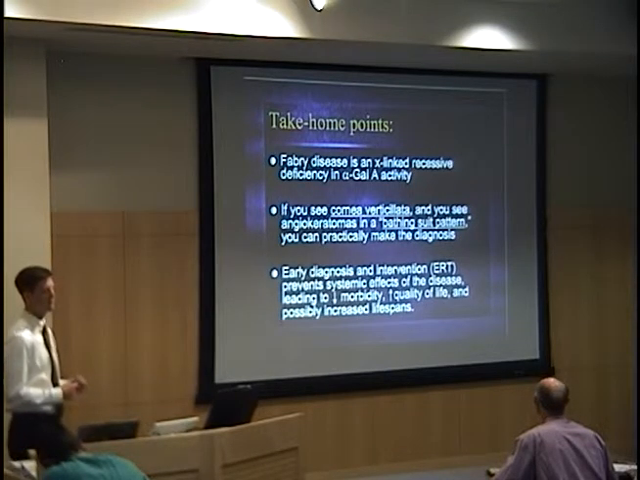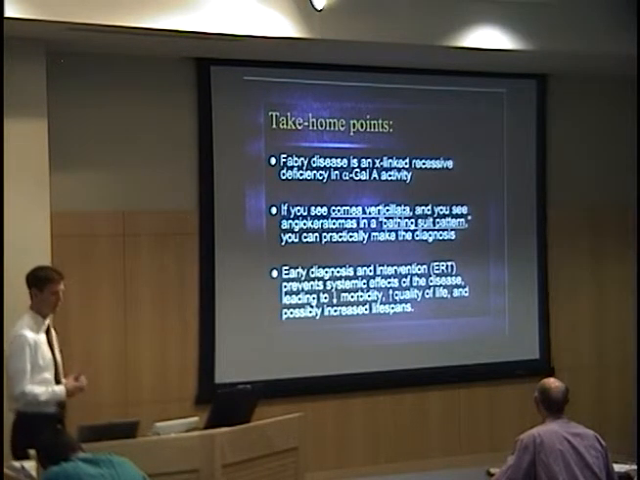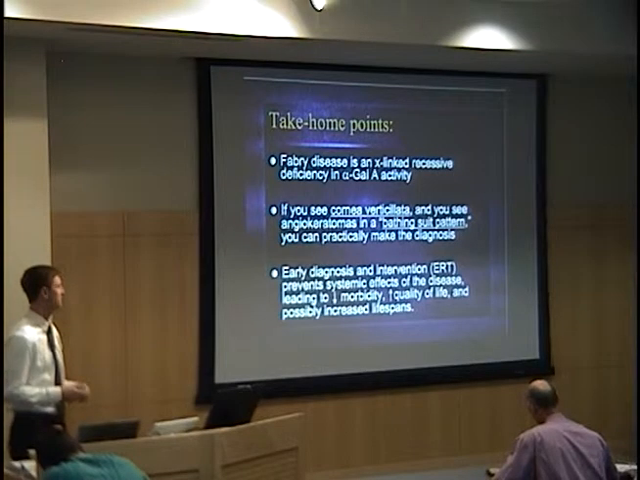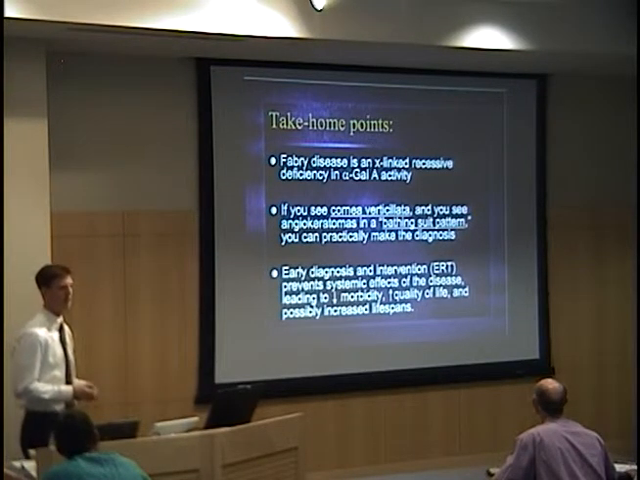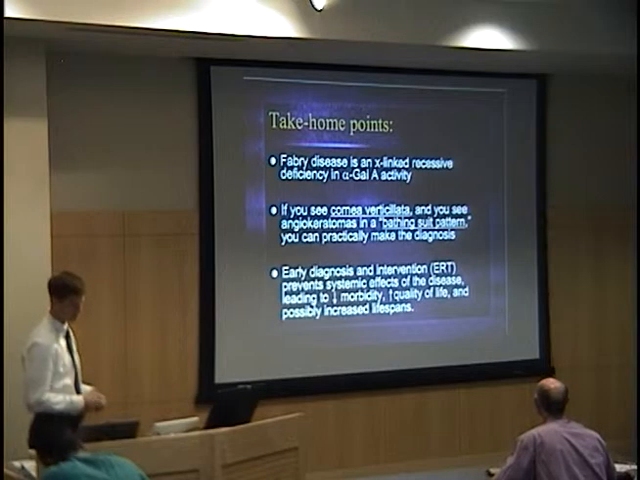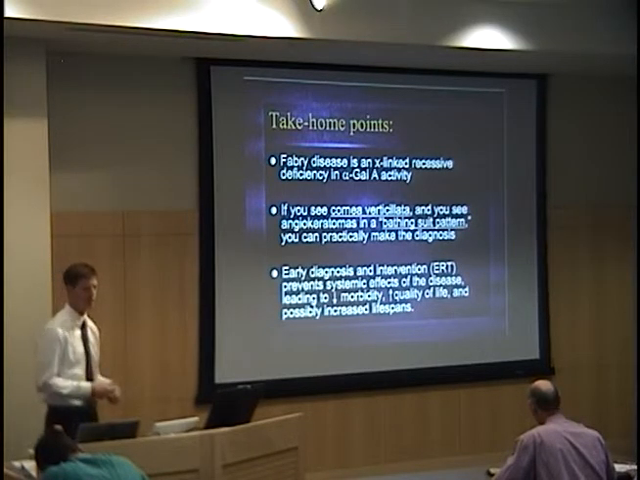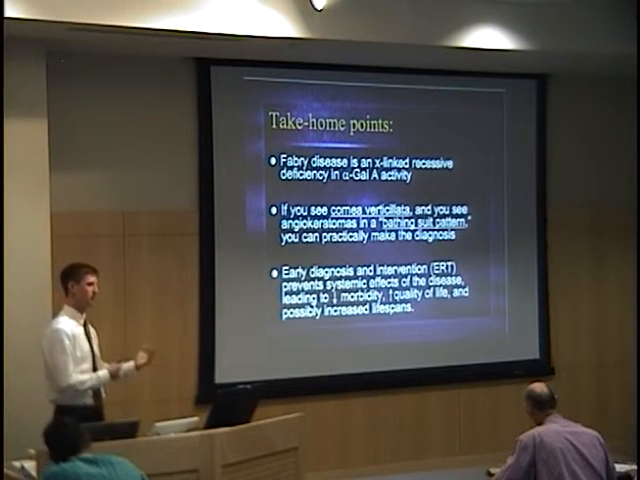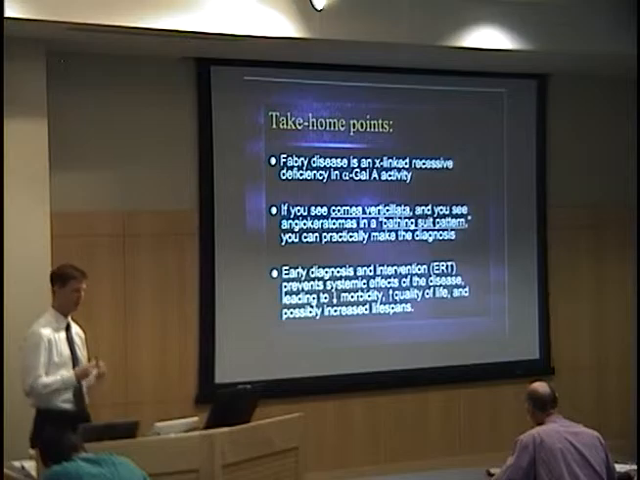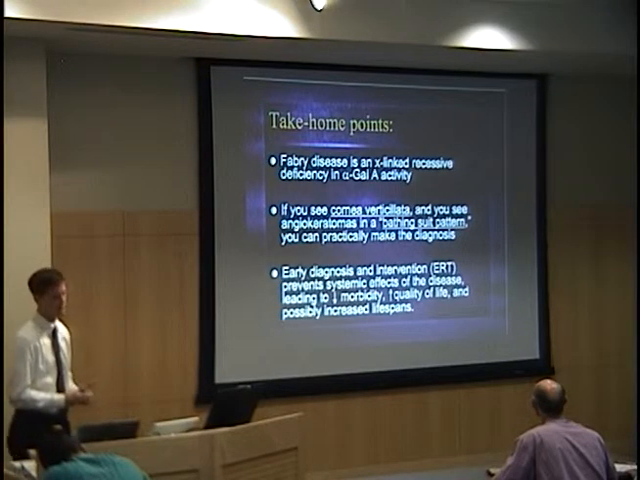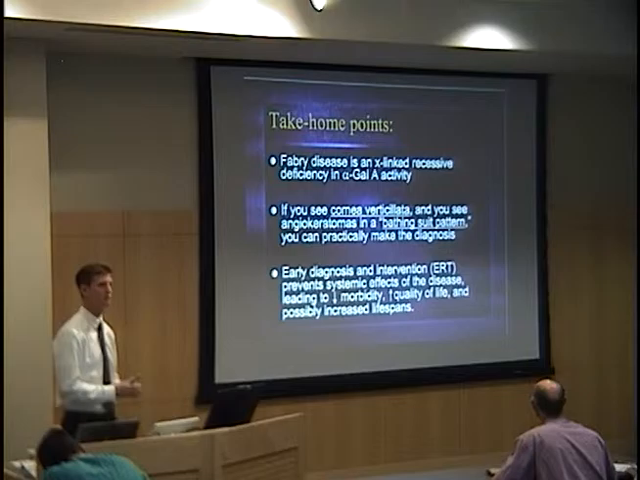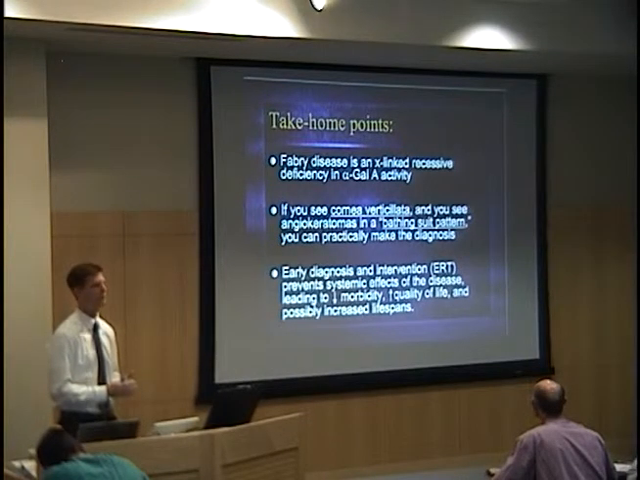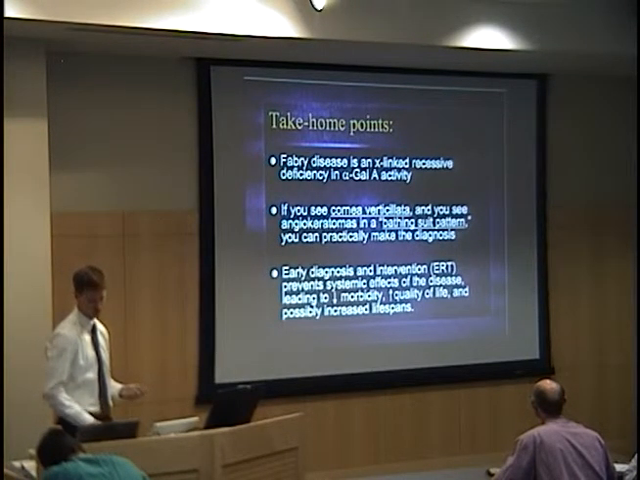So in summary, Fabry disease is an X-linked recessive deficiency in the alpha-gal-A activity. If you see cornea verticillata and you see angiokeratomas in a bathing suit pattern, you can practically make the diagnosis. And finally, early diagnosis and intervention, frequently by an ophthalmologist, could set a patient on a course with less morbidity and increased quality of life, and possibly increase lifespans, though the medications haven't been out long enough to be able to show that yet.